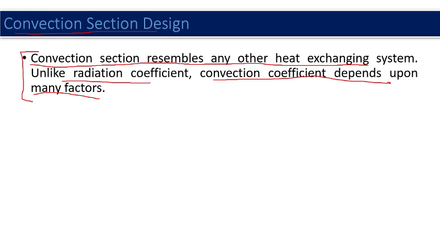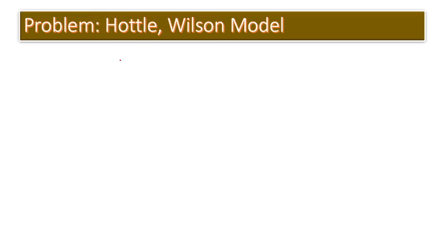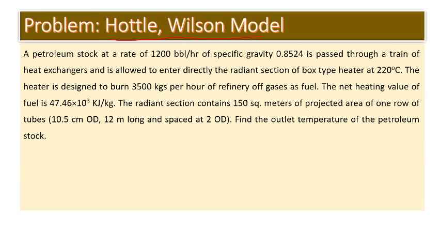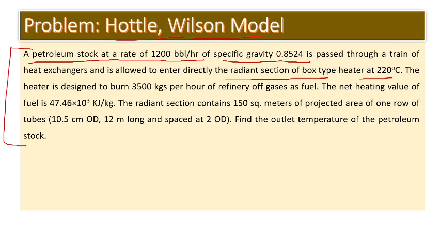So we are returning back to the radiant section. Let us take one example of the radiant section using the Hottel-Wilson model. This is the problem that is given here. Suppose we want to heat a petroleum stock. The rate of the petroleum stock is 12,000 barrels per hour, with the specific gravity of that material also given, and it has to be passed through the furnace at the radiant section of the box, at 220 degrees Celsius.